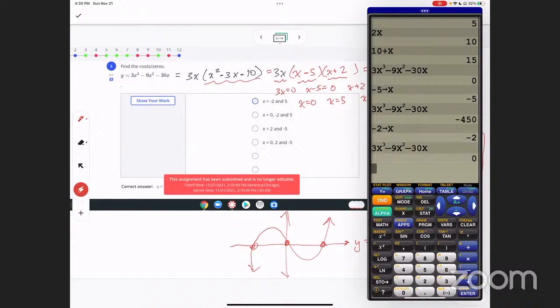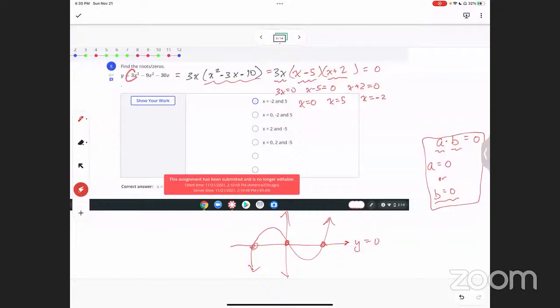Do I even have to check the 0 one? No. Can you tell that if you plugged in 0 here and here and here, you're going to get 0? Can you tell why? Because it just cancels everything out. Exactly.